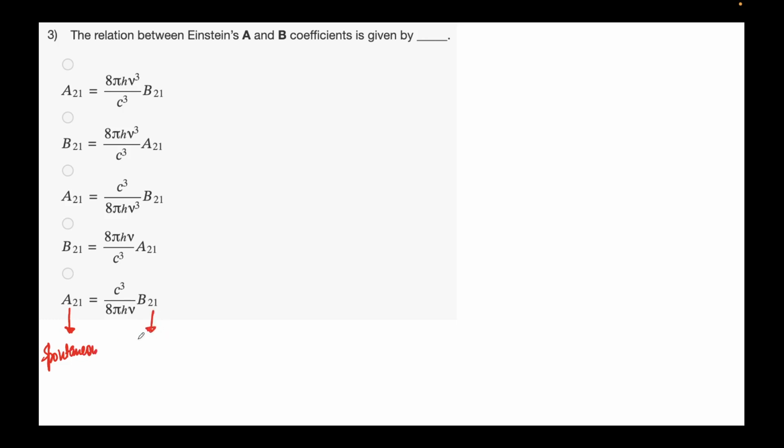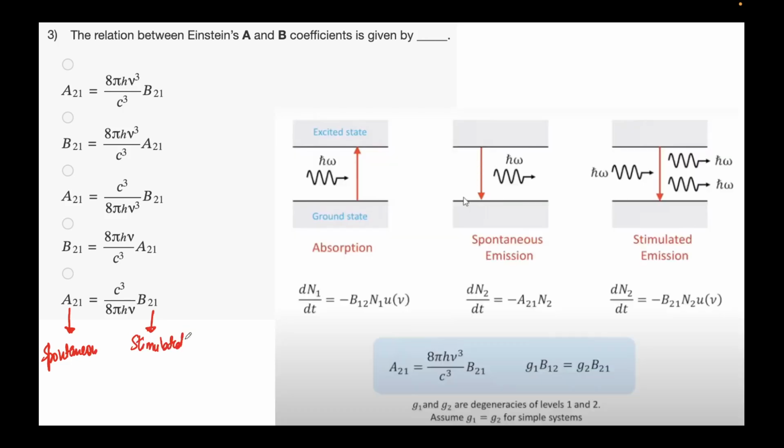B21 was for your stimulated emission, and we are required to find the relation between the two. This is from your lecture slide itself, so there's nothing much to explain here. Just that we saw how these terms came into being. The only thing that I want to talk about is dN1 over dt.